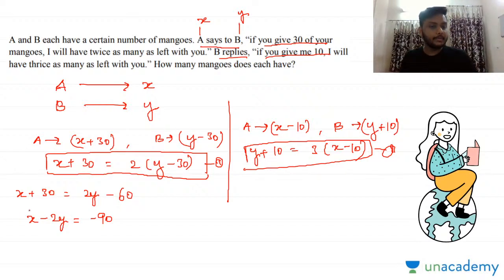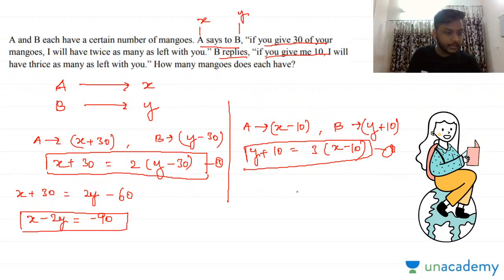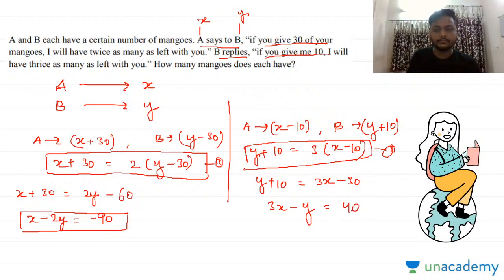X minus 2Y equals minus 90, this is what you will be getting from here. Okay, from here what you will be getting? From here you will be getting Y plus 10 equal to 3X minus 30. And this will give you 3X minus Y equal to 10 plus 30, that is 40. Am I clear with this or not, guys? You got it? So this is what you got from here and this is what you got from here.